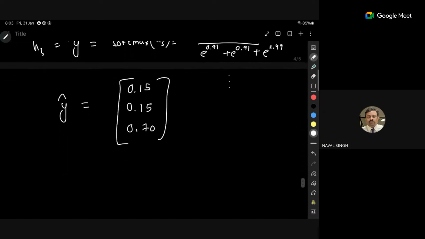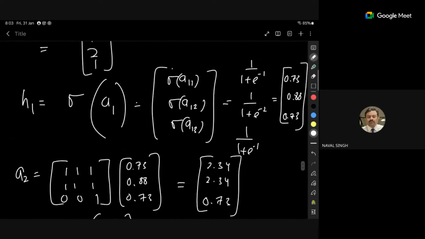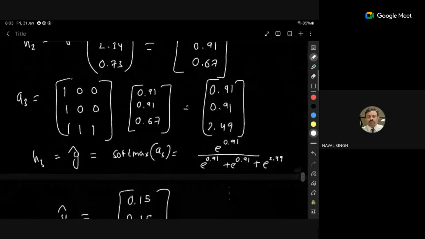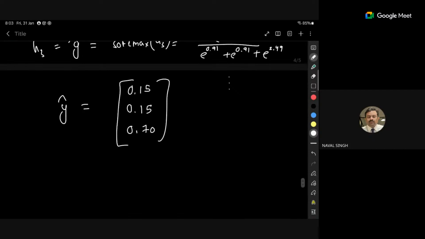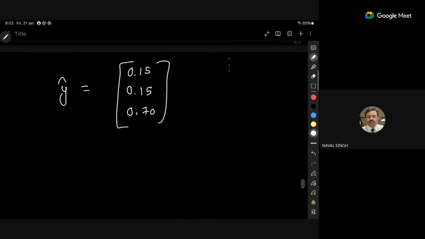Okay, I expect this much is fine, all these calculations. So this is the forward pass. We kind of did the forward pass. Now we'll compute the loss after that, right? So now everything goes to the loss. We'll use cross entropy.